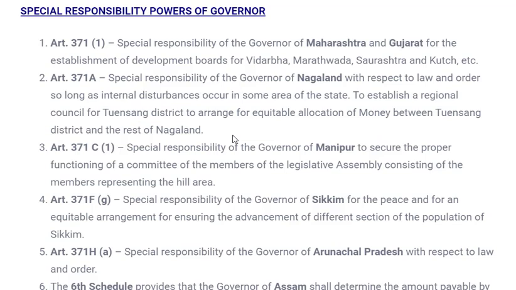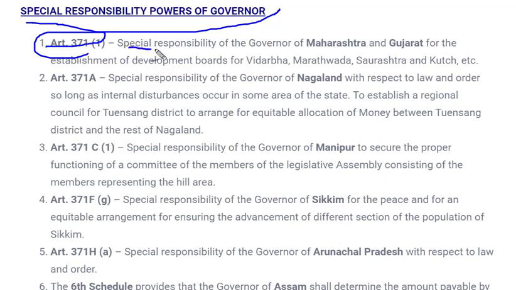There are many reasons behind it. The reasons can be socio-economic, geographical boundaries, geographical location, and a number of other reasons. Because of that, governors were given special responsibility powers. So let's see what these powers are. These are divided into certain articles. It is given in Article 371. Let's see them one by one.